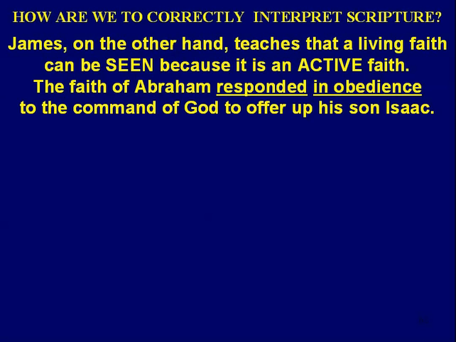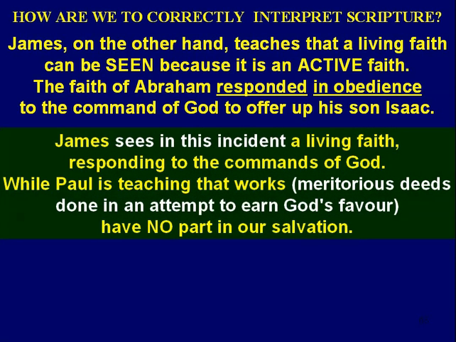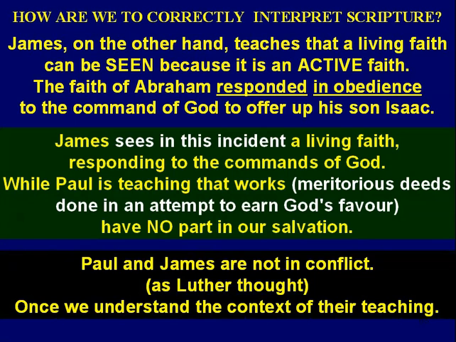James, on the other hand, teaches that a living faith can be seen because it is an active faith. The faith of Abraham responded in obedience to the command of God to offer up his son Isaac, to leave the land. James sees in this a living faith responding to the commands of God. While Paul is teaching that works, meritorious deeds done in an attempt to somehow earn God's favour, have no part in our salvation, Paul and James are not in conflict, as Luther thought they were. Once you understand the context of the teaching, it helps us to understand there's no conflict between them.